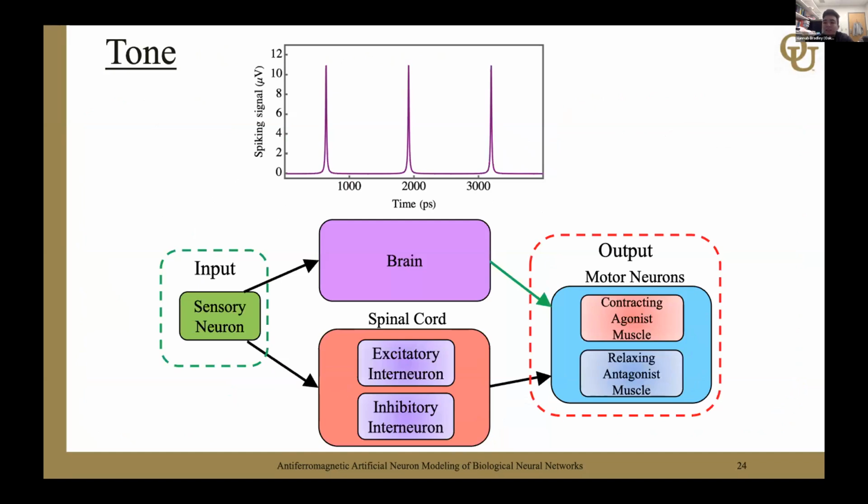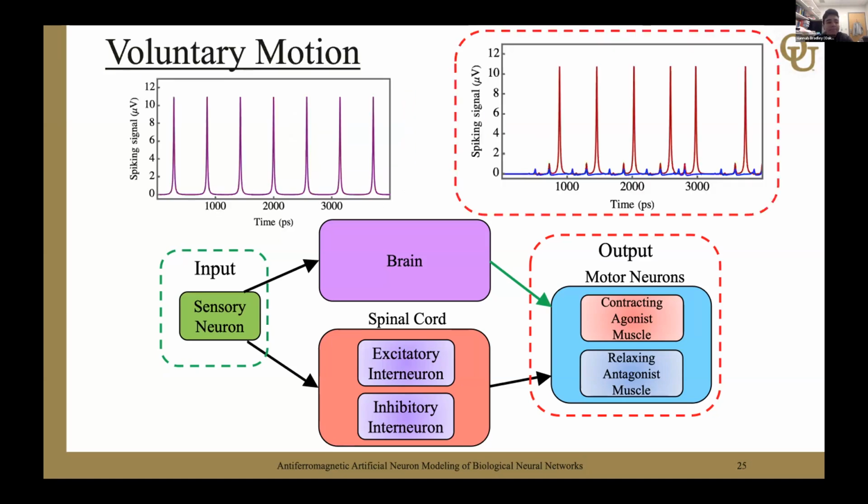Even with no sensory stimulus, our brain is constantly sending signals to the muscles to keep them engaged. This is called the tone. To make our simulations more realistic, we simulate this tone by having the brain constantly send a low-frequency signal to the muscles. This signal is created with an AFM neuron with a driving current above threshold, such that it acts as an auto-oscillator, continuously outputting spikes at a low frequency.